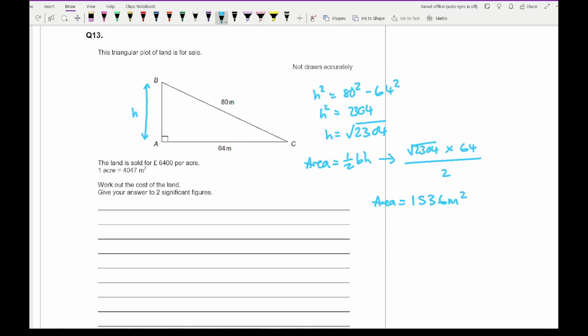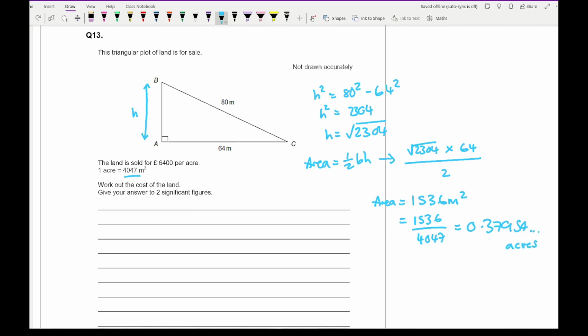So the next thing I then need to do is convert that into acres. So from this, what I've then got to do is, so in acres, it's going to be 1536 divided by 4047, which gives me an answer of 0.37954 blah blah blah, and that's in acres.